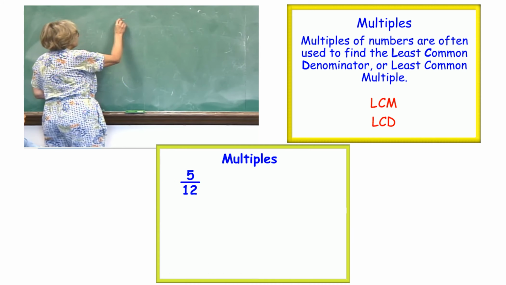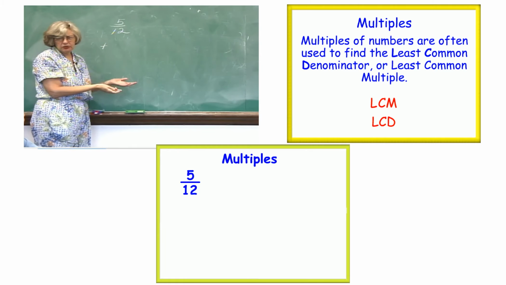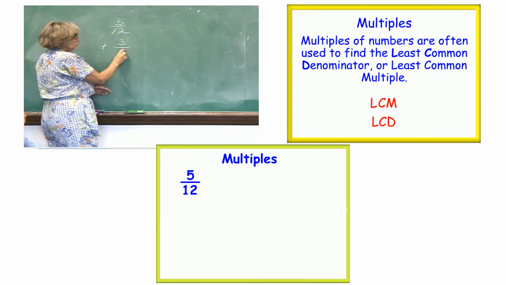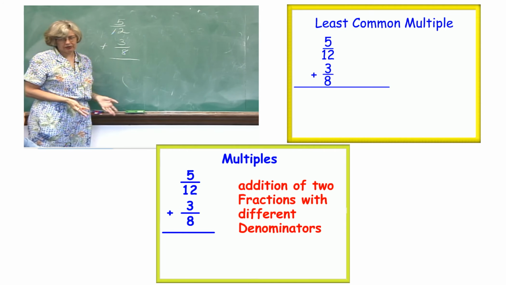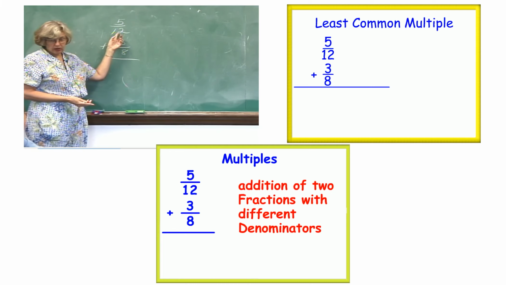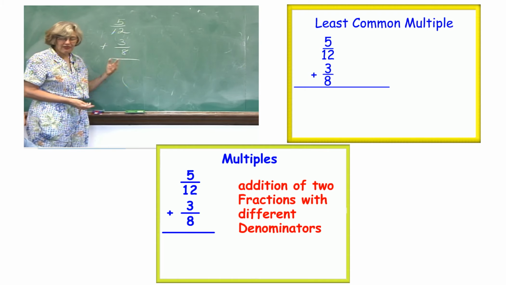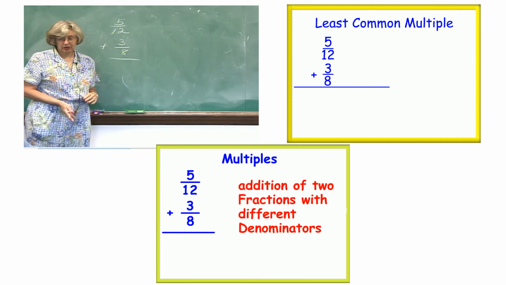Like this. 5/12 plus 3/8. Well, you know, you can't add 12ths and 8ths. It's like apples and oranges. You have to change them into fruit. So what you have to do is think of what number 12 goes into that 8 actually goes into. And that number is the least common multiple.